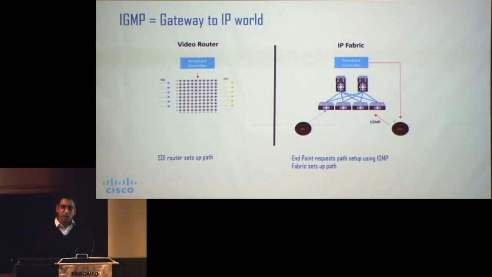Whereas in an IP fabric network, the broadcast controller will actually ask the destination or the receiver to send an IGMP join upstream towards the leaf to show the interest, right? And then the fabric will actually set up the path towards the source and pull traffic along the way towards the receiver.